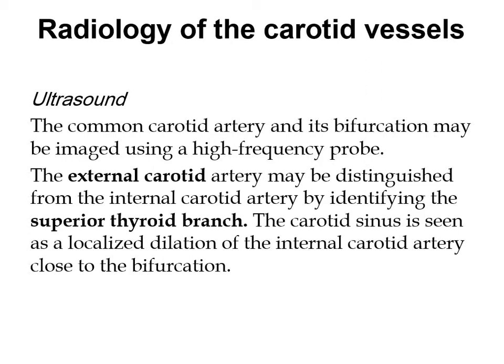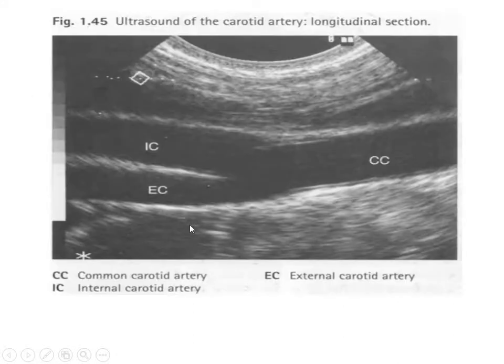Radiology of the carotid vessels: it can be imaged by ultrasound. The common carotid artery and its bifurcation may be imaged using a high frequency probe, and the external carotid artery may be distinguished from the internal carotid artery by identification of the superior thyroid branches. This is the common carotid, this is the internal carotid, and this is the external carotid artery.